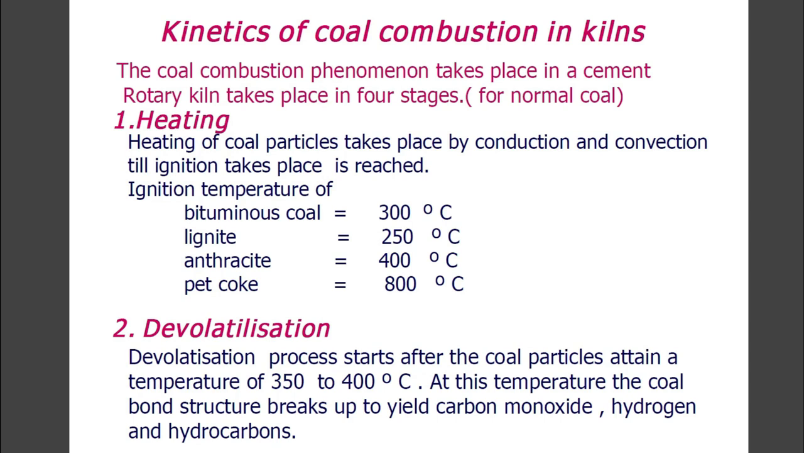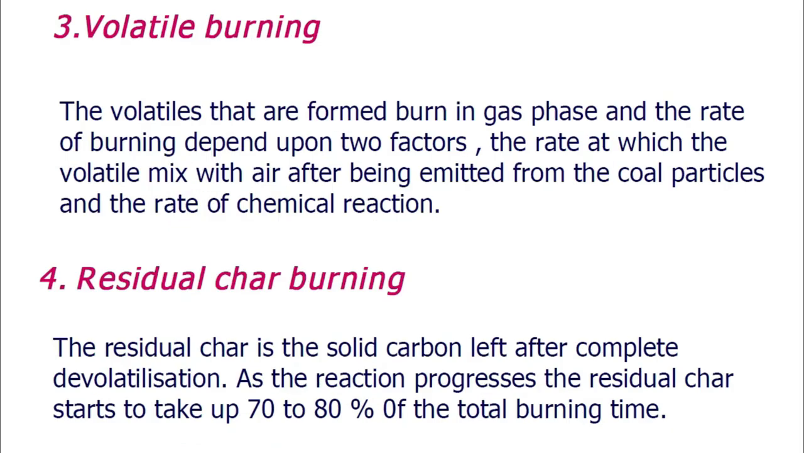Devolatilization. The devolatilization process starts after the coal particles attain a temperature of 350 to 400 degrees centigrade. At this temperature, the coal bond structure breaks up to yield carbon monoxide, hydrogen and hydrocarbons. Volatile burning. The volatiles that are formed burn in the gas phase, and the rate of burning depends upon two factors: the rate at which the volatiles mix with the air after being emitted from the coal particles, and the rate of chemical reaction. Fourth point, residual char burning.